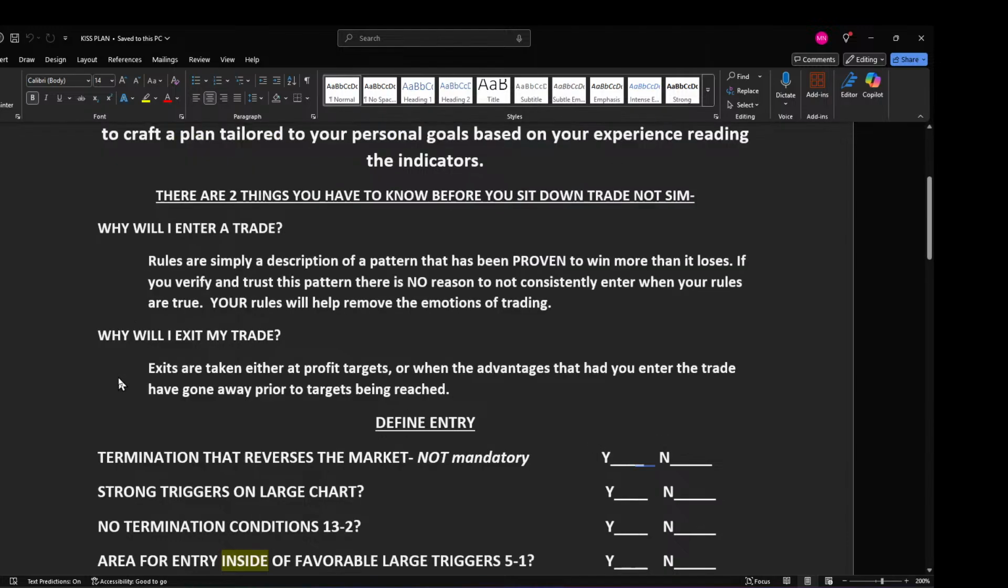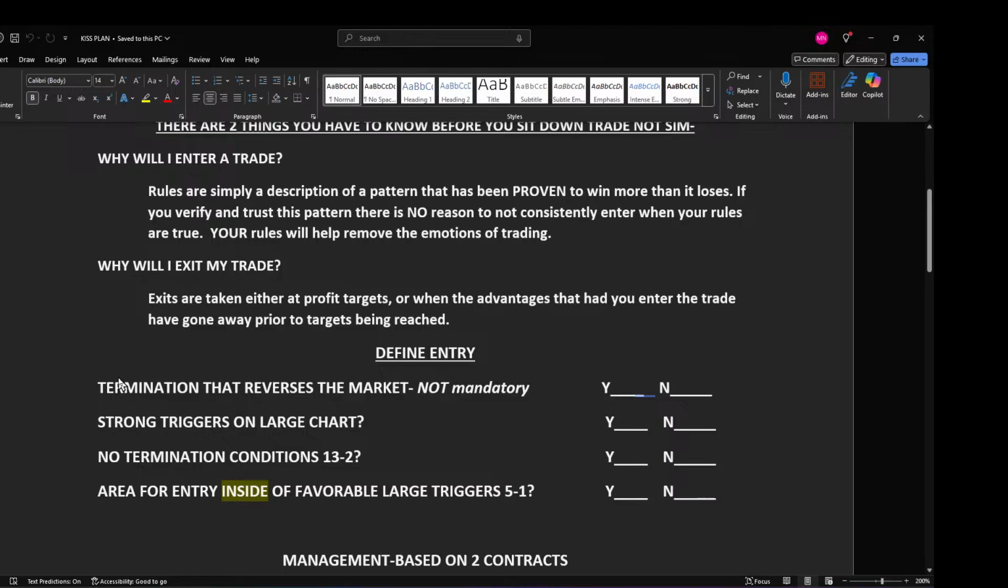I need to know why I will exit. This is management. All exits are either taking them at your profit target, or something has changed on the way to that profit target that told you your advantage is gone. That's it.